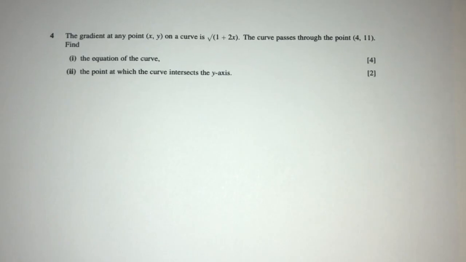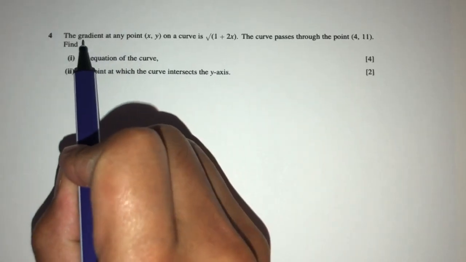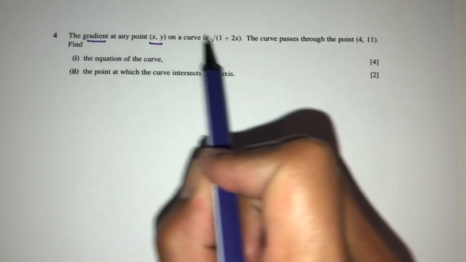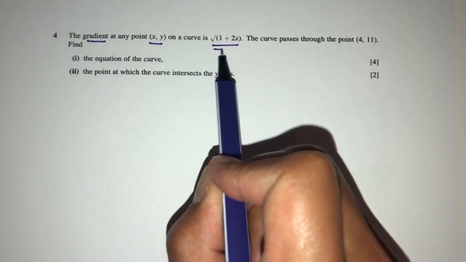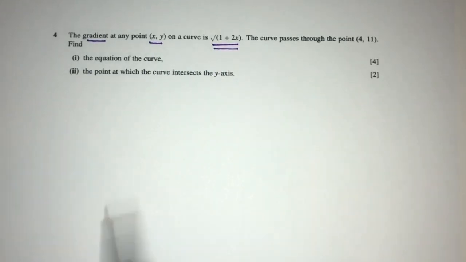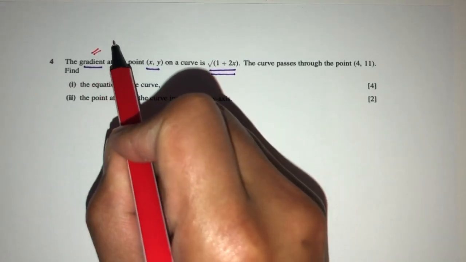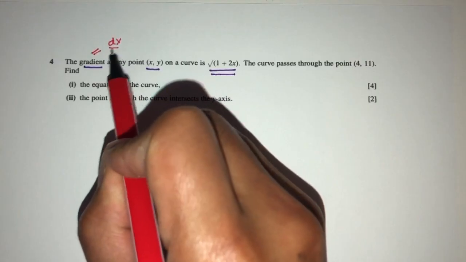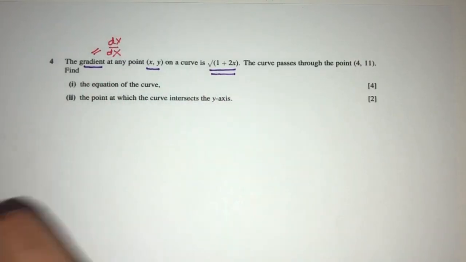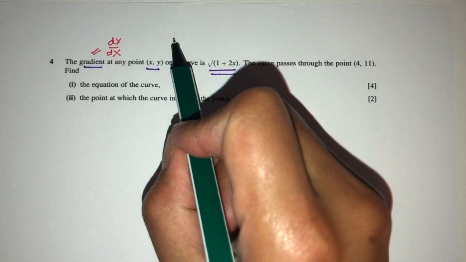Now let's move on to this question. So the gradient at any point xy on the curve is this. Now the first thing we have to understand is that the gradient is what? The gradient is actually dy by dx. So I hope you guys make a note of this. Because whenever this comes up, you know exactly what it means when we have the gradient of a curve or of a line. So let's write this down.